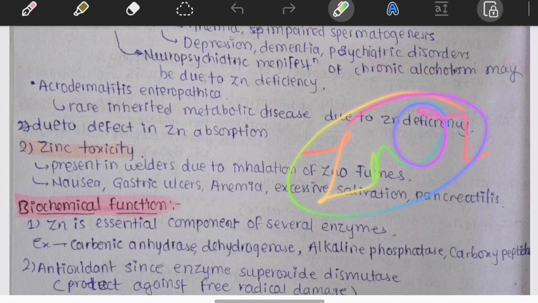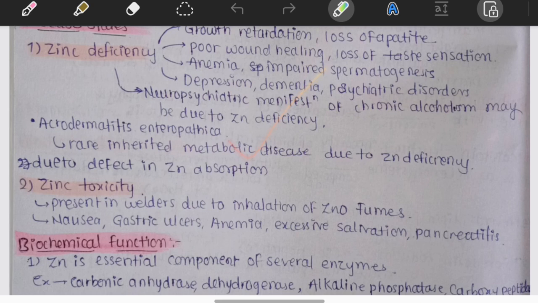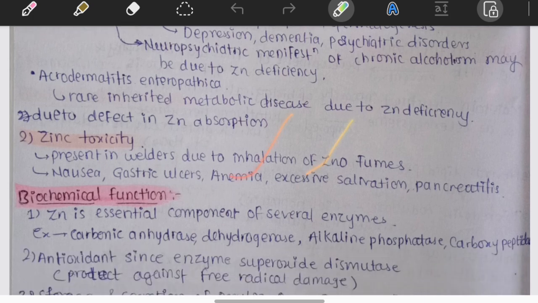fume inhalation. Let's revise quickly. Zinc deficiency causes growth retardation, loss of appetite, loss of taste, poor wound healing, anemia, impaired spermatogenesis, depression, and psychiatric manifestations. Acrodermatitis enteropathica is a congenital defect in zinc absorption, a rare inherited disorder. Zinc toxicity is common in welders due to inhaled zinc oxide fumes, and causes nausea, gastric ulcers, anemia, excessive salivation, and pancreatitis.